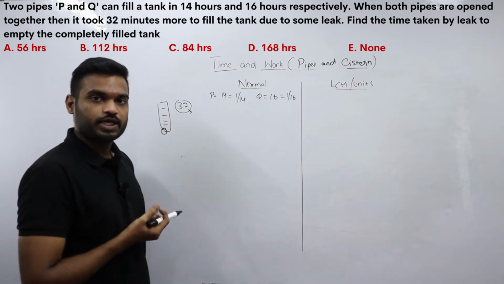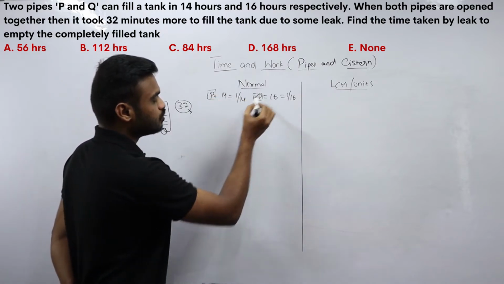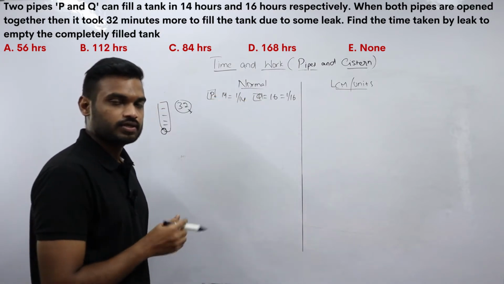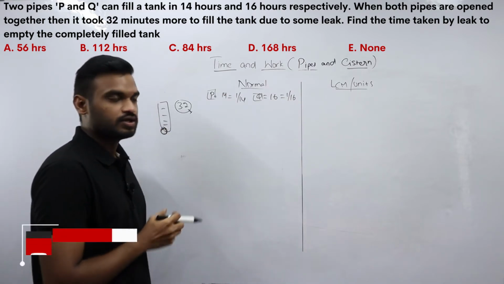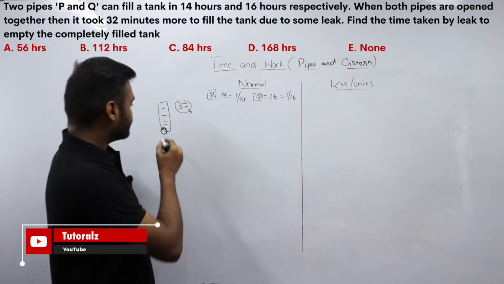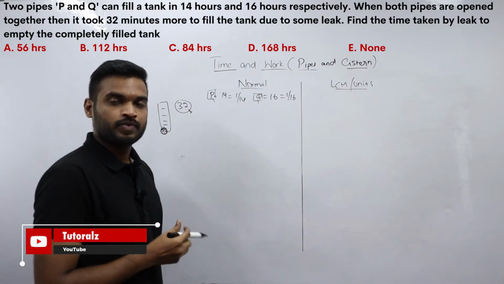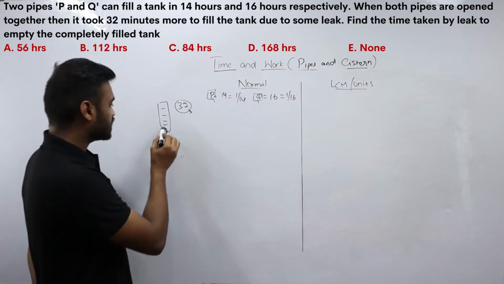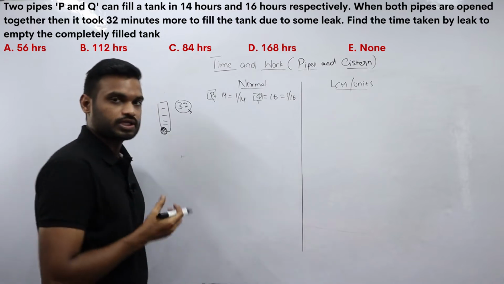first of all we need to find out what is the total time taken for P and Q to finish the entire tank. To find out the total time taken for the leak, first we need to find out, if there is no leak, the total time taken for P and Q to finish the entire tank. Okay, now I will solve this so that you can understand.